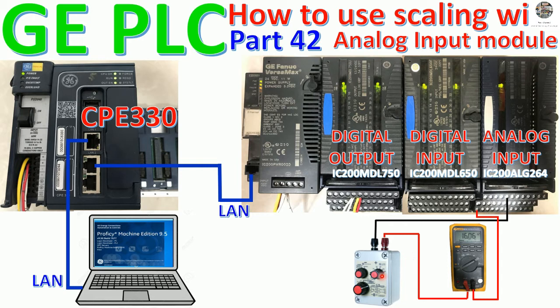I already connected the loop current calibrator, from the connection to zero, with the multimeter in current mode, milliamp, and connected to the terminal. Terminal number 1 is plus, and terminal 17 is minus. It is milliamp, 4 to 20 milliamp.